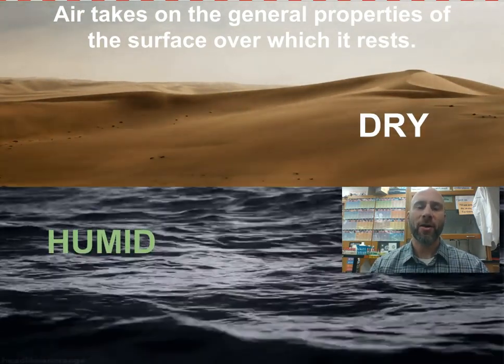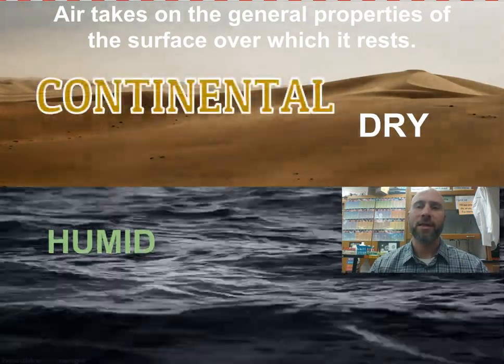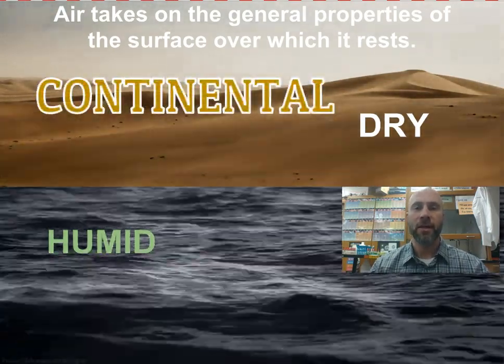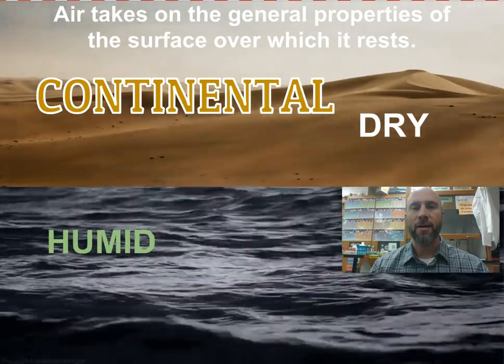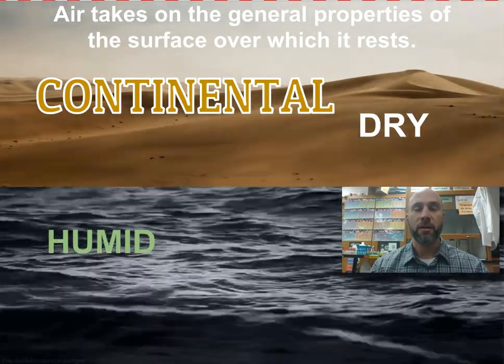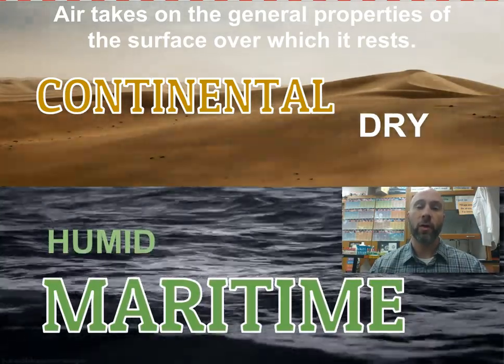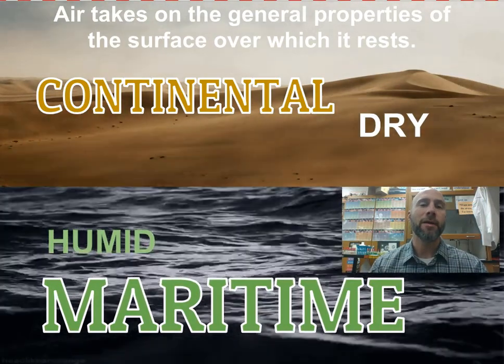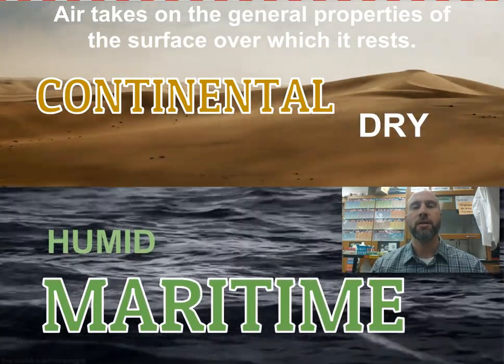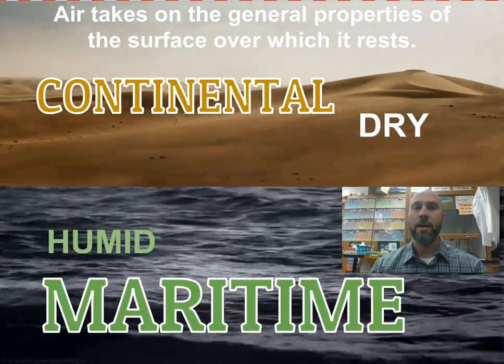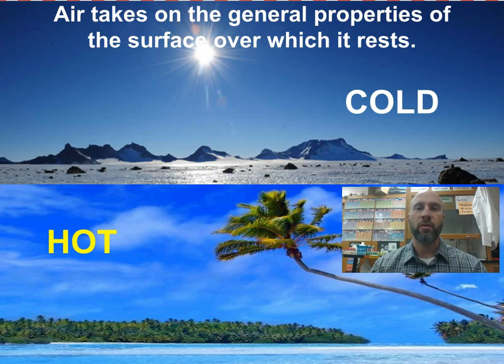If we have a dry air mass, we're going to call that a continental air mass. We do that because the continents are generally dry compared, obviously, to oceans. Now if it's a humid air mass, generally forming over the oceans, we call it a maritime air mass. So continental forms over dry land, and maritime is over the humid ocean.